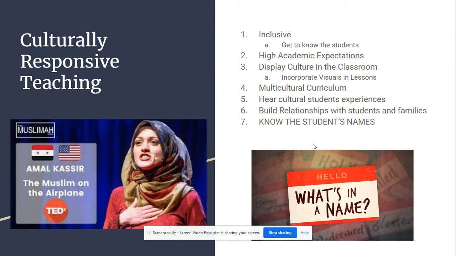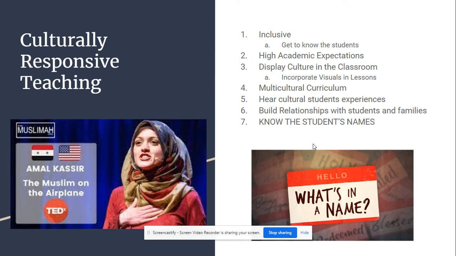Culturally responsive teaching has seven principles: inclusive, get to know your students, have high academic expectations for your students. Display culture in the classroom. Incorporate visuals into your lessons. Multicultural curriculum. Hear cultural students' experiences. Build relationships with students and families. Know your students' names. So the two images I chose here is what's in a name.